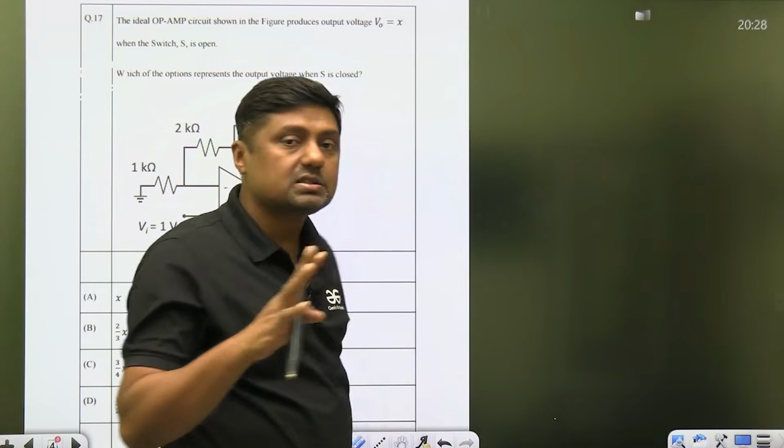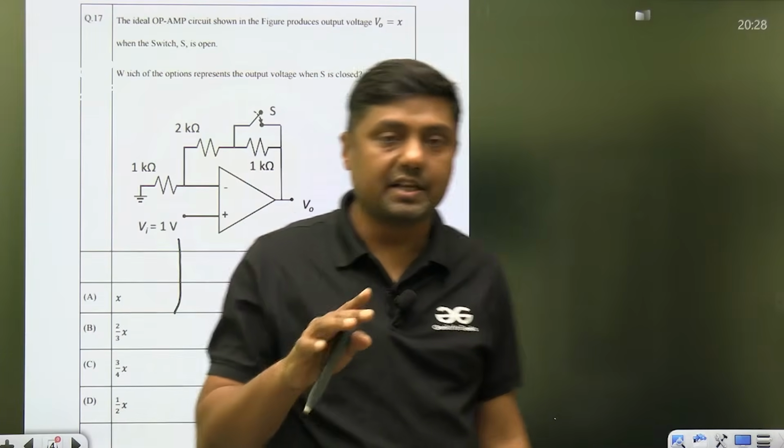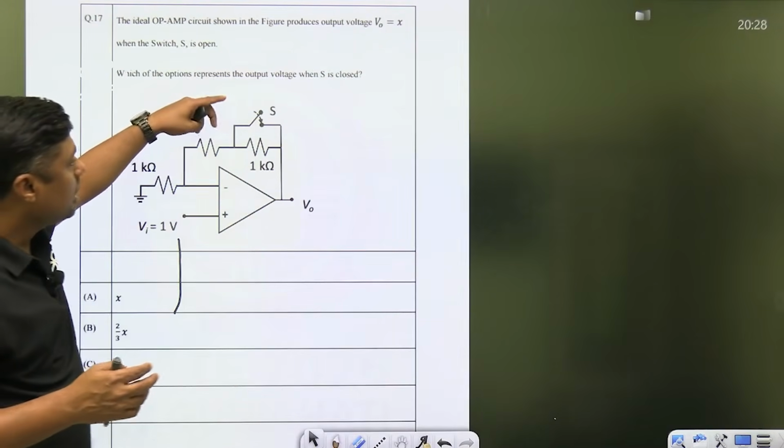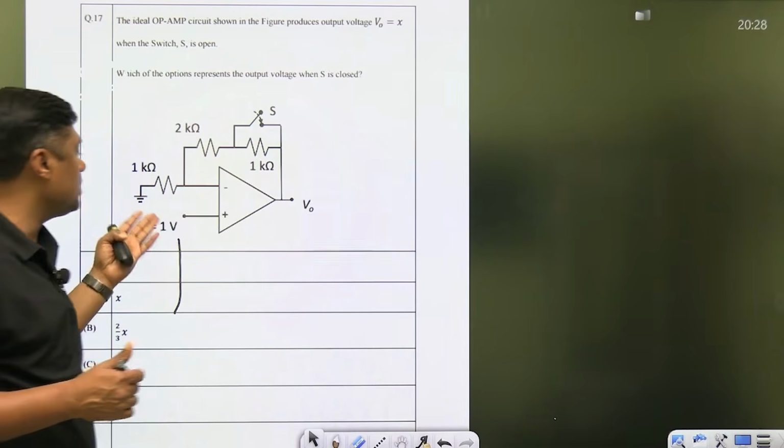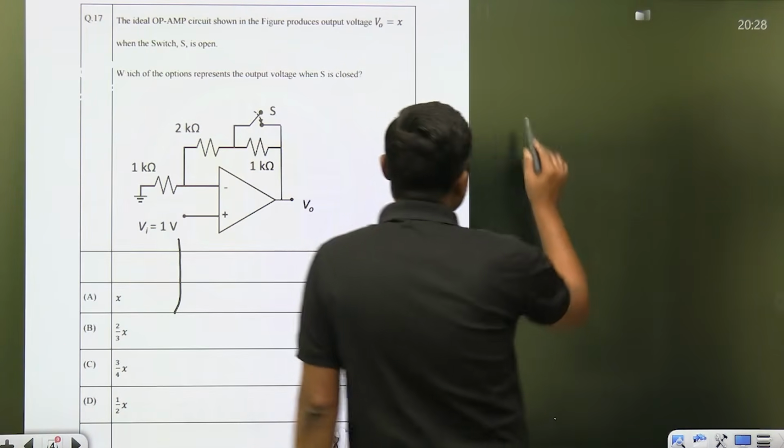All the answers are what? X or less than X. Definitely it will be less than X. Why? When the switch is closed, RF will reduce. When the RF will reduce, what is the gain of the non-inverting operational amplifier?